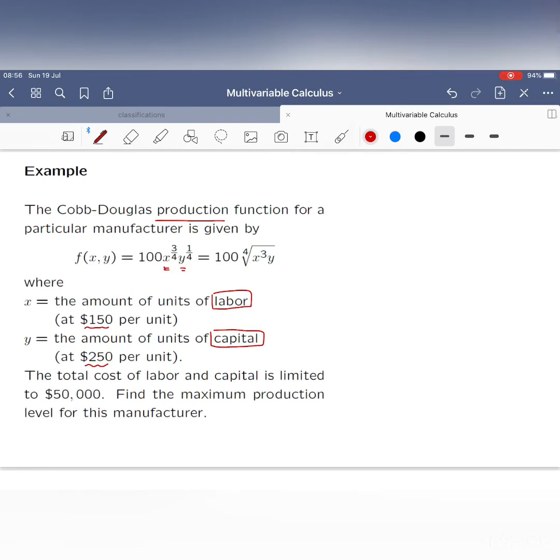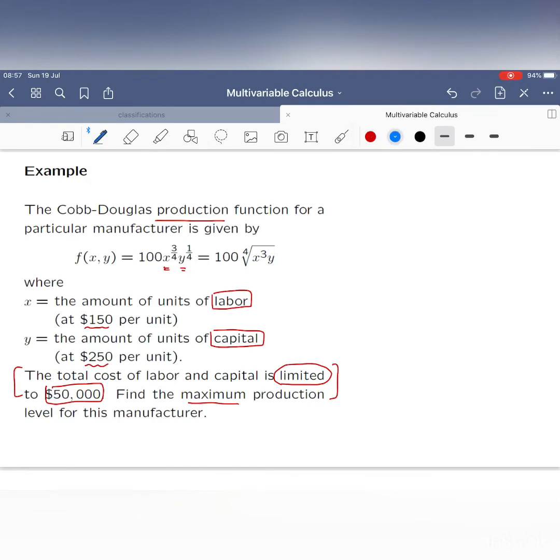If the total cost of the labor and the capital together, of course, you don't have an infinite amount of capital, I mean the investment money, so you need to have a limit on your cost of labor and capital together. It is 50,000. You need to find the maximum production level of this manufacturer. So can you construct the constraint? Okay, this is the constraint. Can you see? This is the condition of your x and y, right?